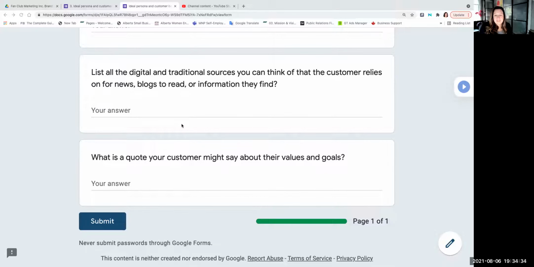And lastly, what is a quote that your customer might say about their values and their goals, as it relates to the solution that you provide, so that when you're writing to them or using a voice in response to them, it truly is empathetic to what their tone is.